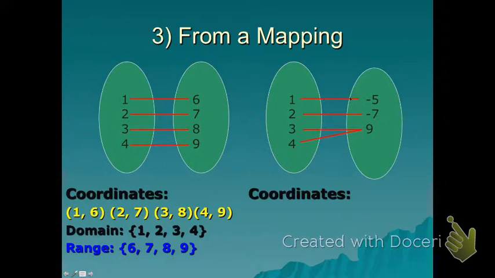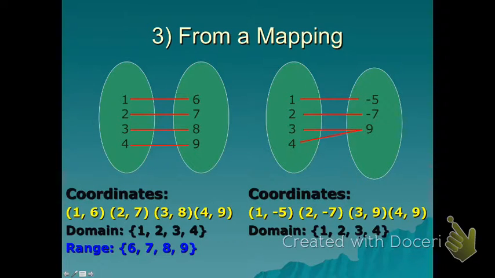The first one is 1, -5. The second one is 2, -7. The third one is 3, 9. And the last one is 4, 9. So you would write those sets of coordinates down. And now we're going to find the domain. So the domain for these sets of coordinates, or for this mapping, is 1, 2, 3, 4.